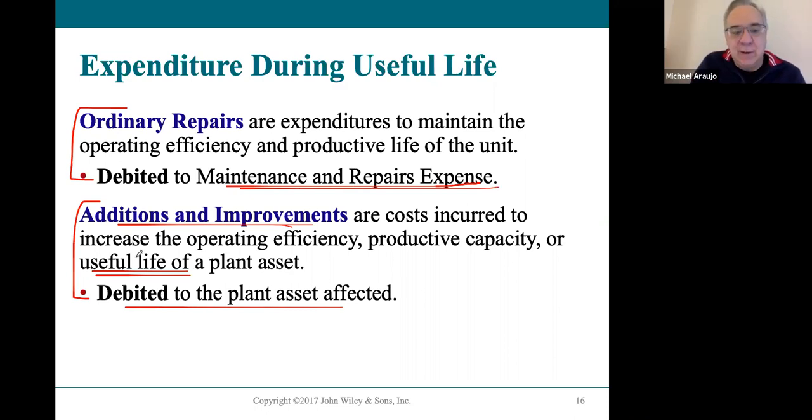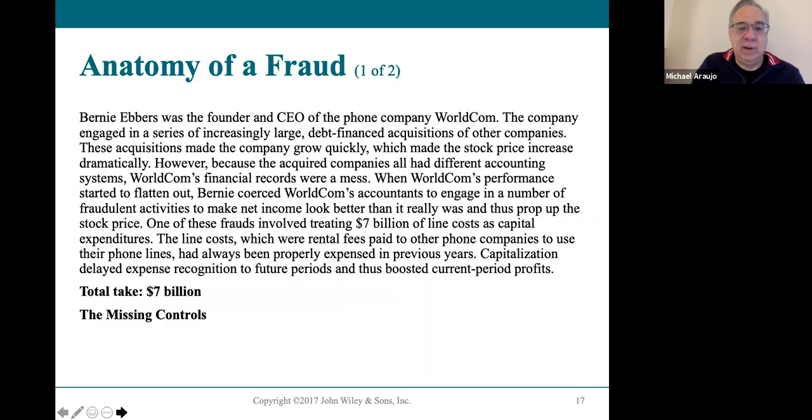Okay, but again, if it improves the useful life, meaning it's going to make it last much longer, you're debiting it directly to the asset. And that's because you can expense that as depreciation over time. Okay. So that's the only tricky part here.